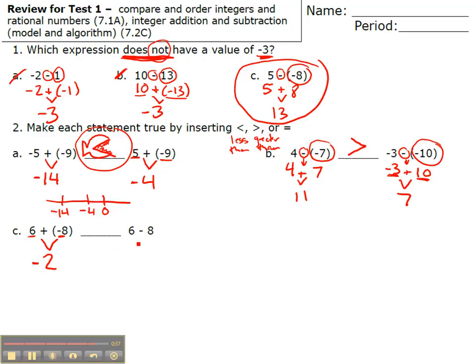The next one, we have integer subtraction, so we're going to change it to addition. Don't do anything to the first integer. Change subtraction to addition, and change the sign of the second integer, +8 to -8. Signs are different. We find the difference. 8 minus 6 is 2, and we keep the sign of the integer that is farther from 0, in this case -8, so it's -2. -2 on both sides, so this one will be equal to.